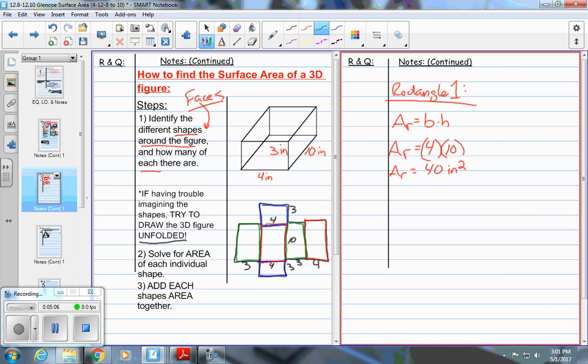Then we have rectangle 2. I'm going to do green as my second one. The area of a rectangle formula hasn't changed. Again, please be organized when we do this. What's the base and the height of the green rectangle? Yes, it's 3 and 10. That gets us an area of 30 inches squared. Then we have our third rectangle, the smaller one.